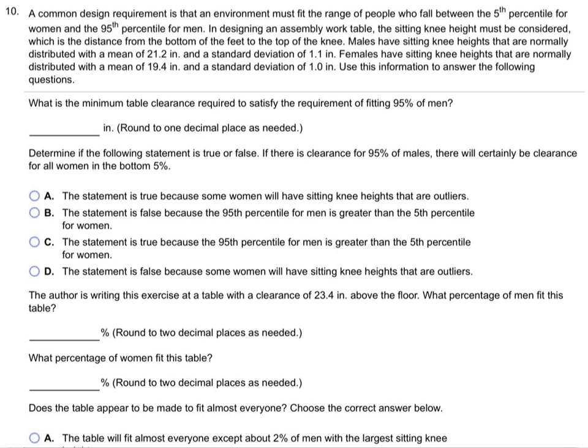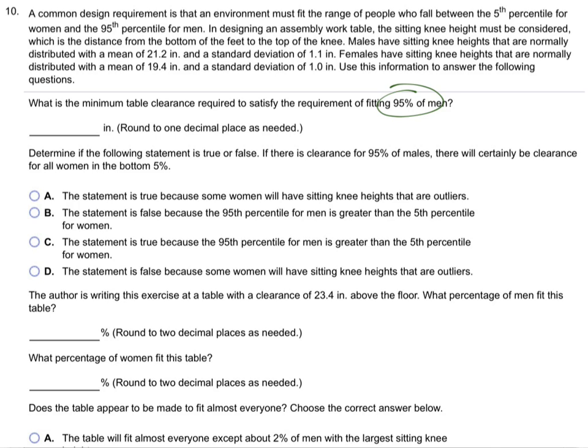Okay. Males have a sitting knee height that is normally distributed, with a given mean and standard deviation. Females have a sitting knee height, normally distributed, with a given mean and standard deviation. Okay, what is the minimum table clearance required to satisfy the requirement of fitting 95% of the men? So if you want to fit 95% of the men, and then we'll go on and do the women too. So let's start with that. So if this table is going to fit 95% of all men, let me give you a second. Can you figure out what that is?